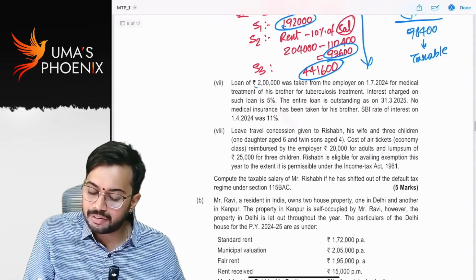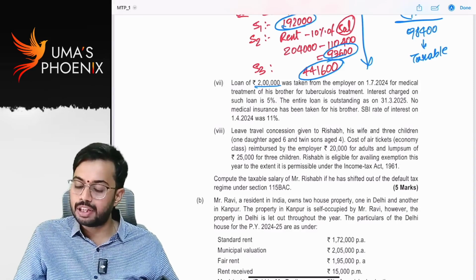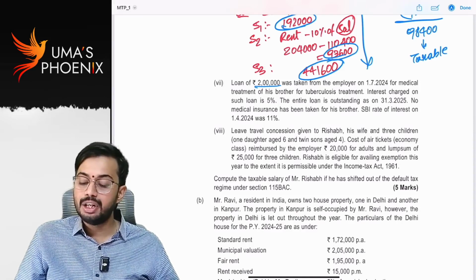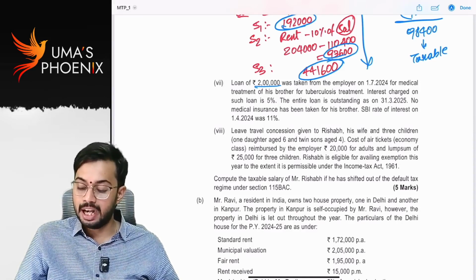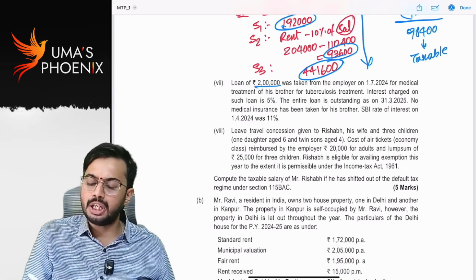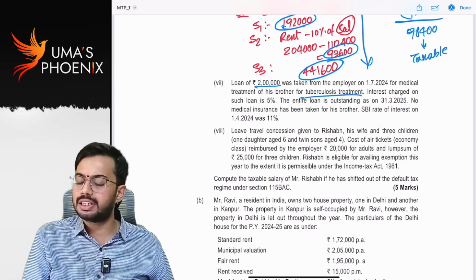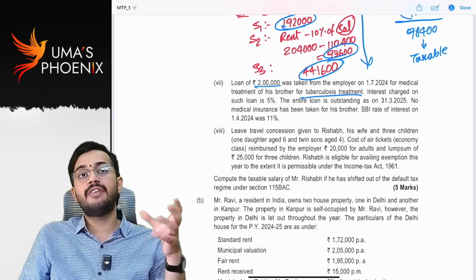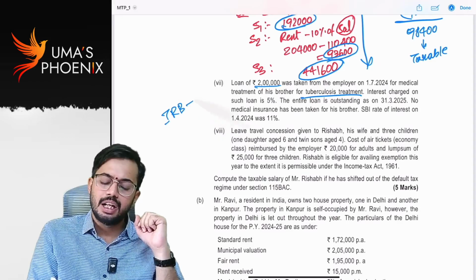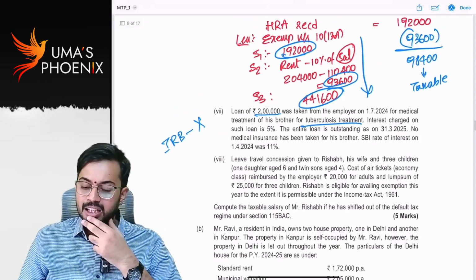Loan of 2 lakh was taken from employer on 1st July 24 for medical treatment of his brother for tuberculosis treatment. Interest charged on such loan is 5%. I think tuberculosis is specified disease. When loan is taken from employer for specified disease, interest rate benefit is not taxable. I think that is correct. Let us check.